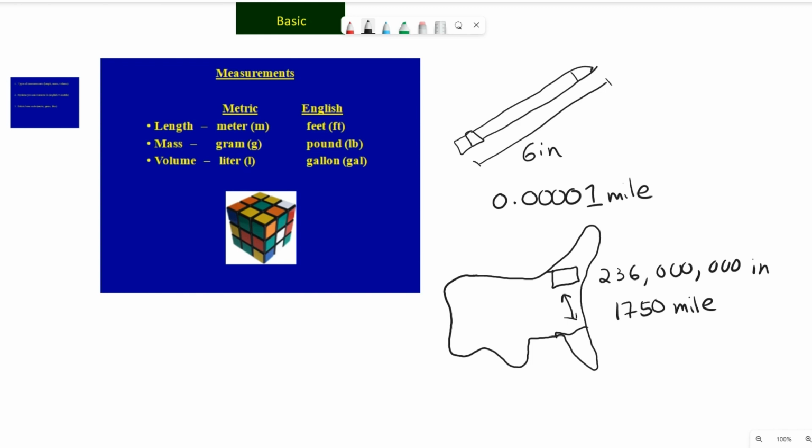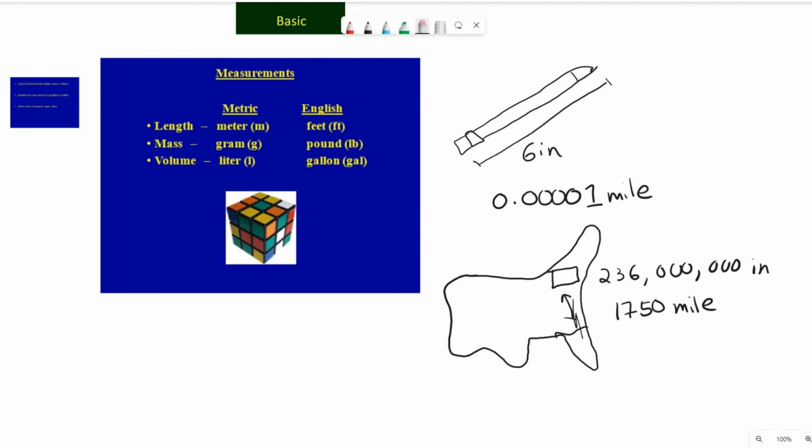So when you're measuring a very large distance, like the distance between two states, you're going to want to use something like a mile, which is used for measuring long distances. But if you're measuring the length of a pencil, you're going to want to use something like an inch, which is used for very short distances.